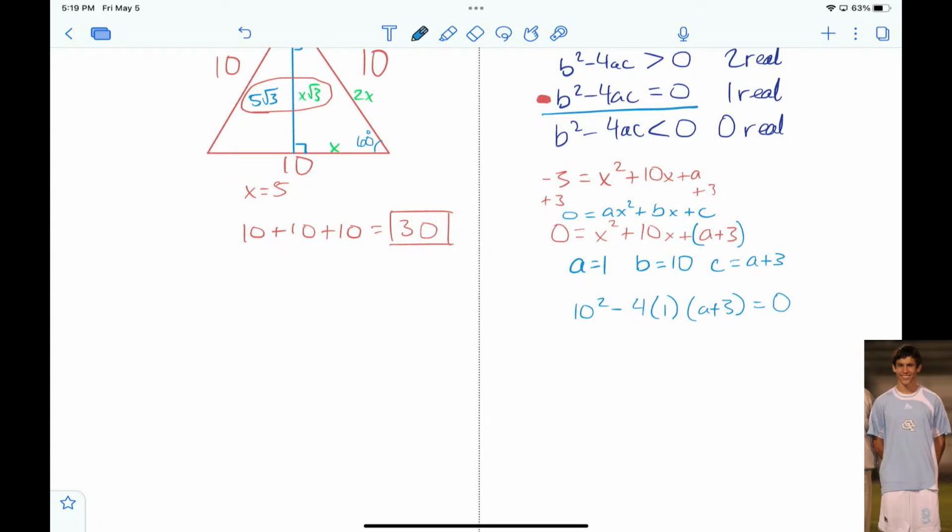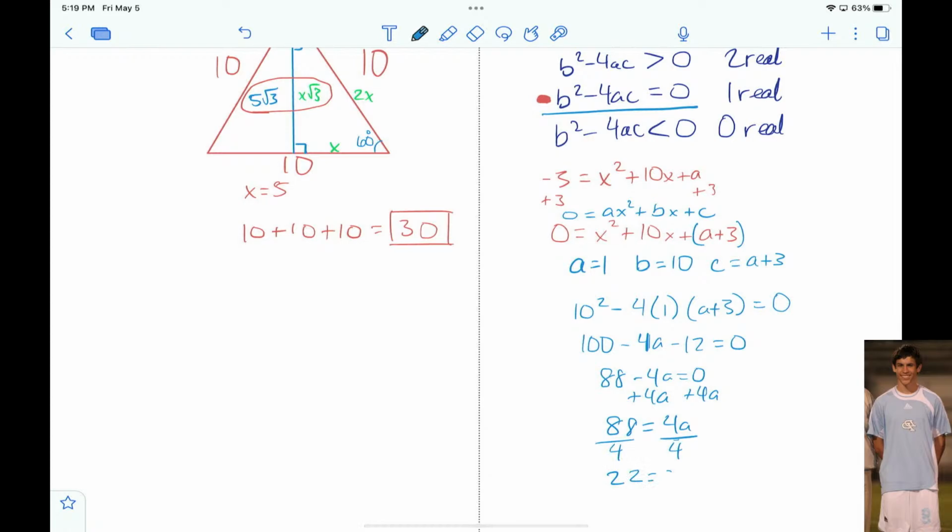So now we're just doing arithmetic. 10 squared is 100. And then we just distribute, so it becomes minus 4a minus 12 equals 0. So we get 88 minus 4a equals 0. So we'll add the 4a over. We get 88 equals 4a. So we'll divide both sides by 4. So a is 22.